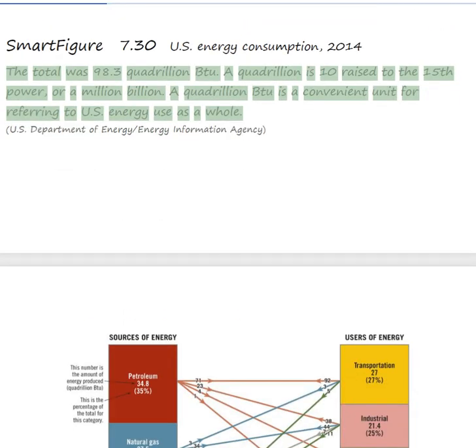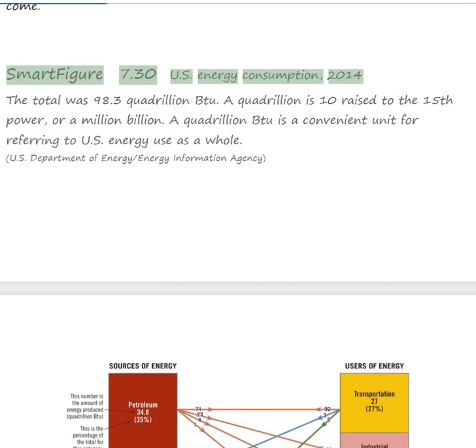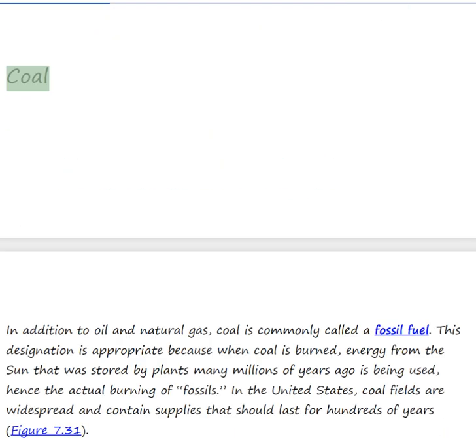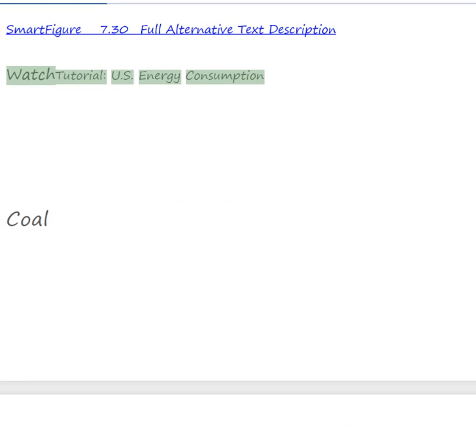The total was 98.3 quadrillion BTU. A quadrillion is 10 raised to the 15th power, or a million billion. A quadrillion BTU is a convenient unit for referring to U.S. energy use as a whole. Smart Figure 7.30 U.S. energy consumption, 2014. Smart Figure 7.30 Full alternative text description. Coal. Watch tutorial, U.S. energy consumption.